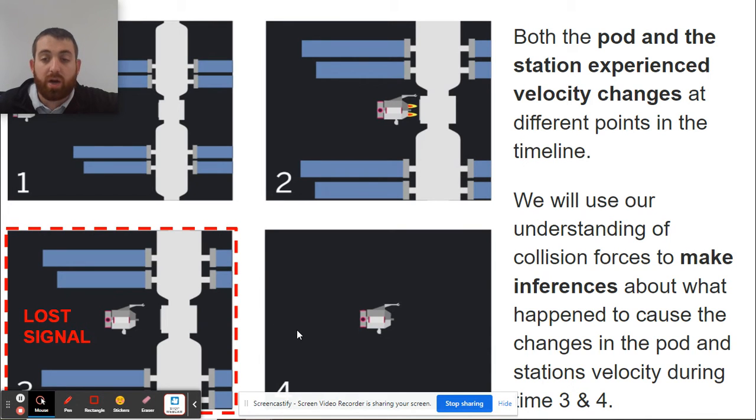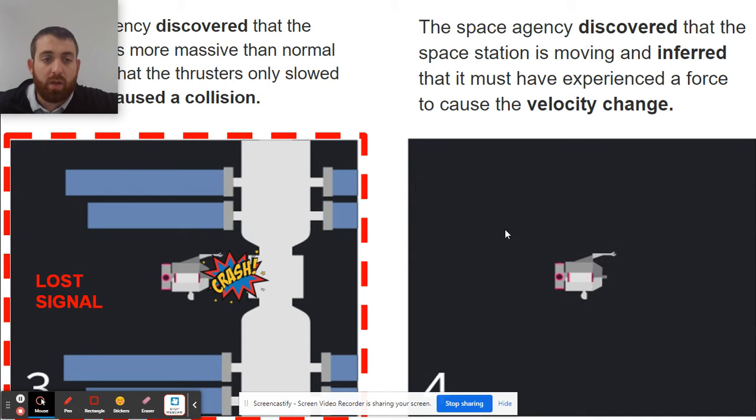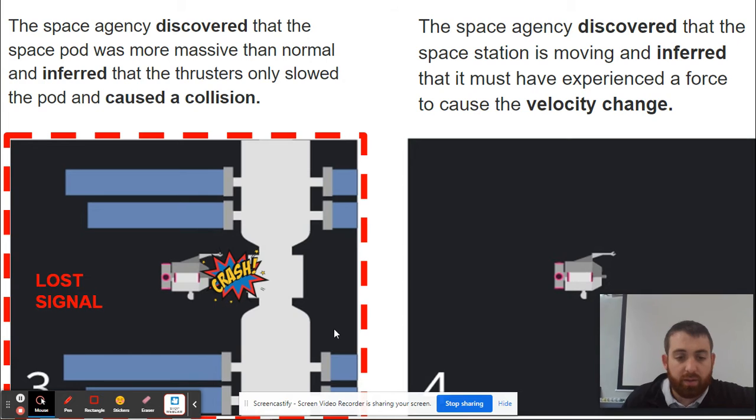And we're going to be using our understanding of collision forces that we've looked at in our experiments and our readings to make inferences about what's happening to cause changes in the pod and station's velocity during time 3 and 4. So how did the collision in 3 and 4 cause the velocity changes we see in time 4? So this is what we're going to be focusing on for this portion. Now, let's take a look.